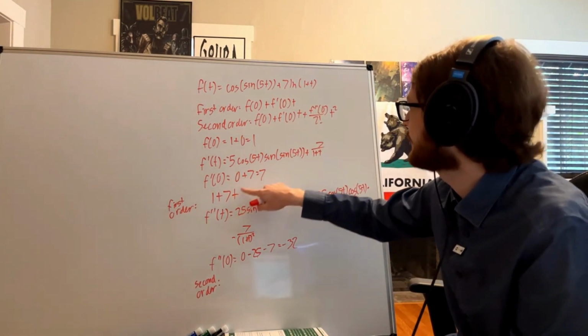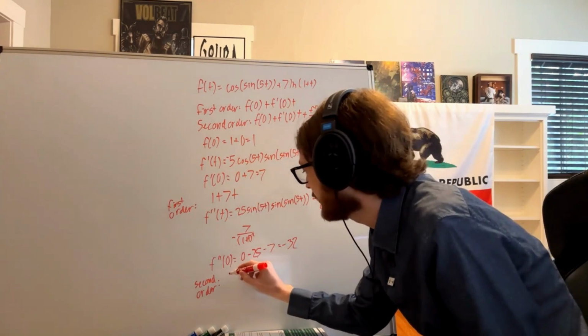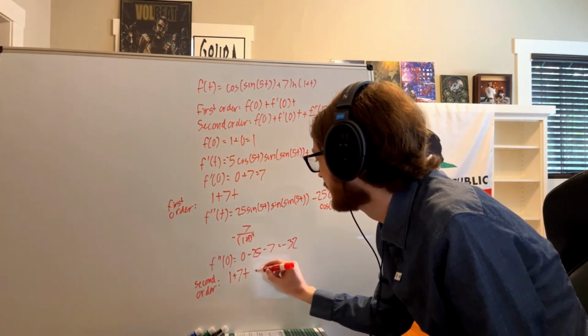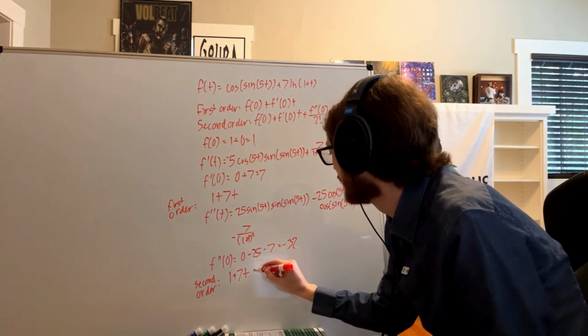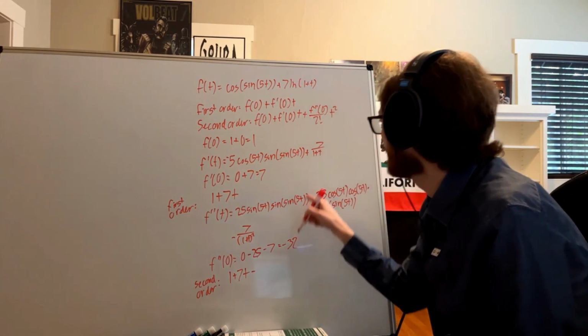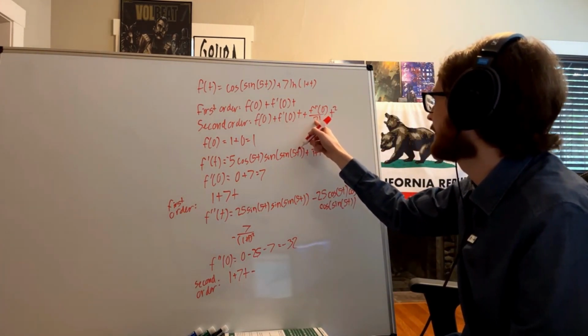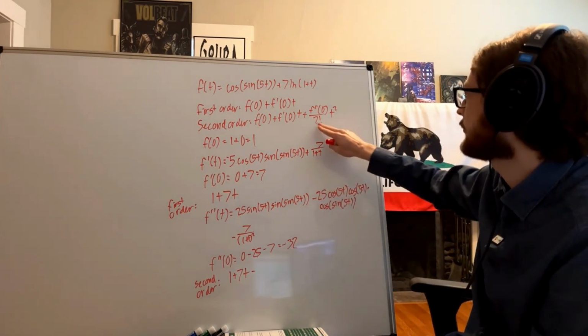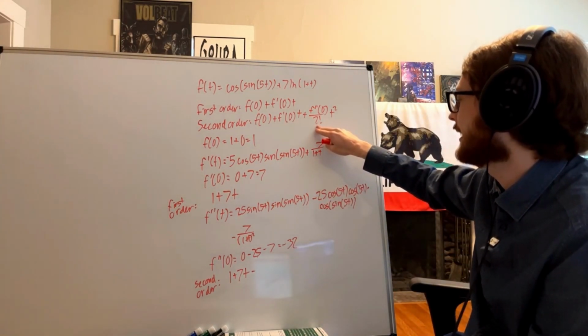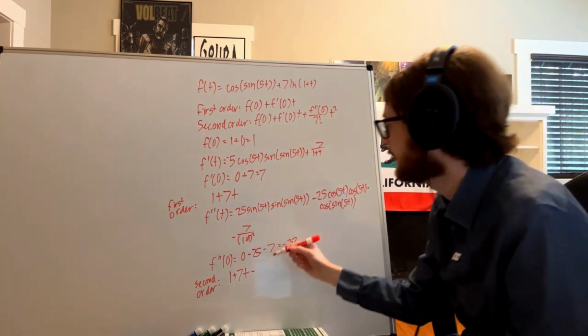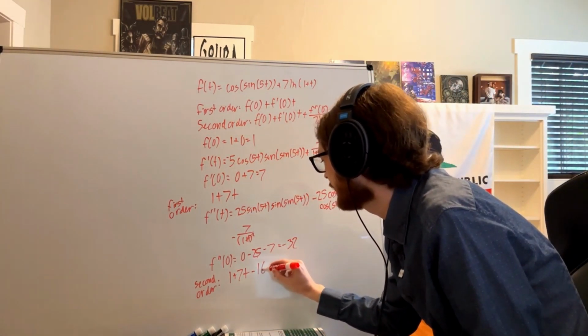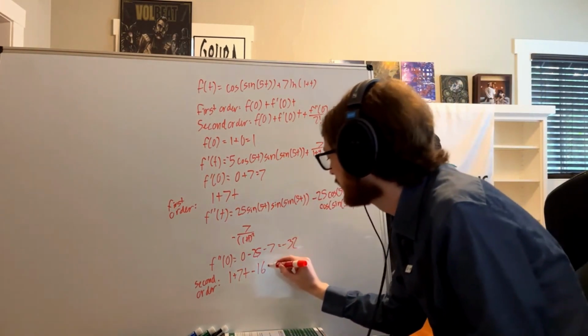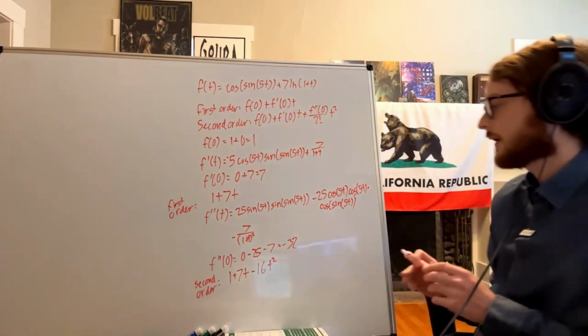So 1 plus 70, it'll be the same as the first order. And then minus 32 over, this time we get the factorial coefficient as well, so we have to remember about that. 2 factorial is just 2, and 32 divided by 2 is 16. So I'm going to write 16 b squared. And that's our second order.